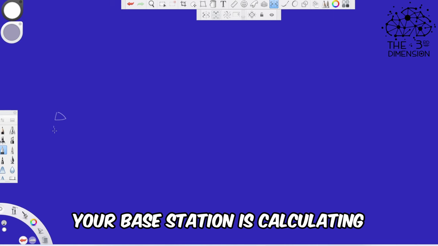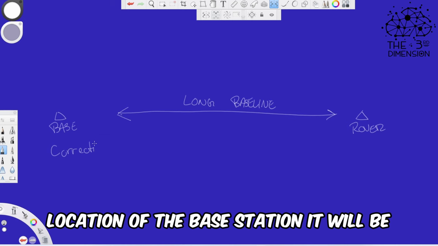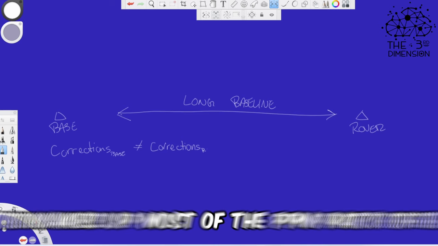Your base station is calculating corrections based on its known and measured position and sending that data to the rover. Since that correction is based on the location of the base station, it will be less accurate the further the rover is from the base. This makes up most of the PPM part of the accuracy spec.